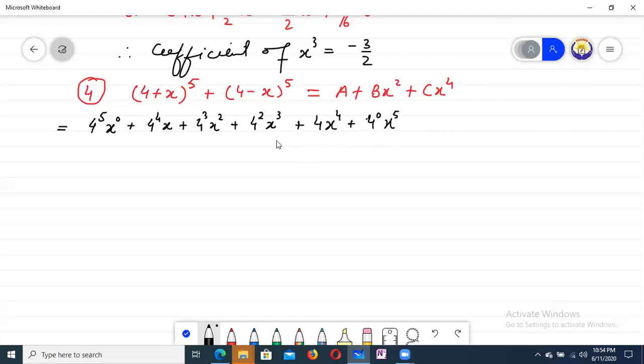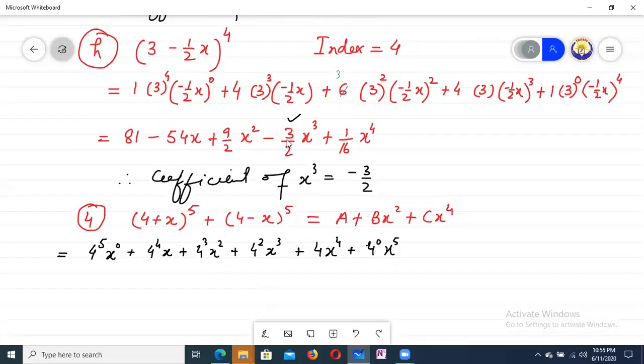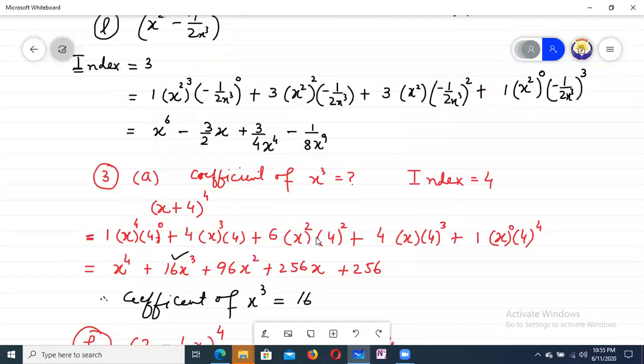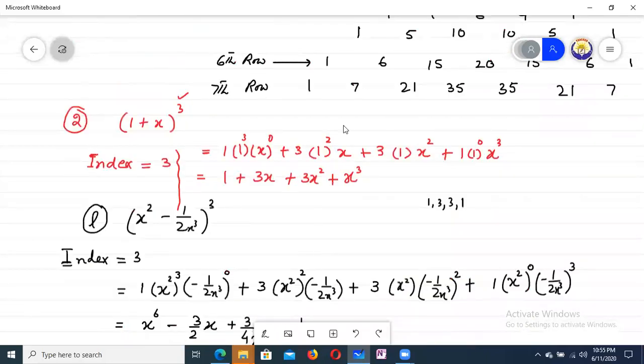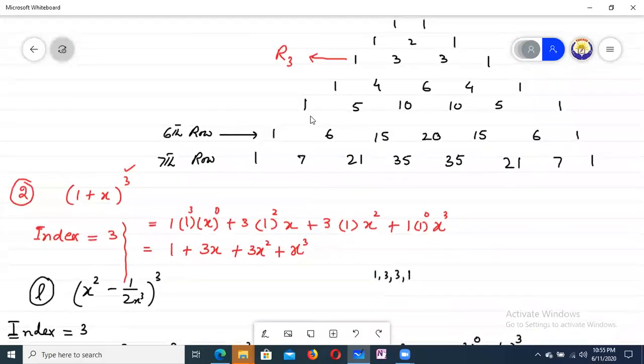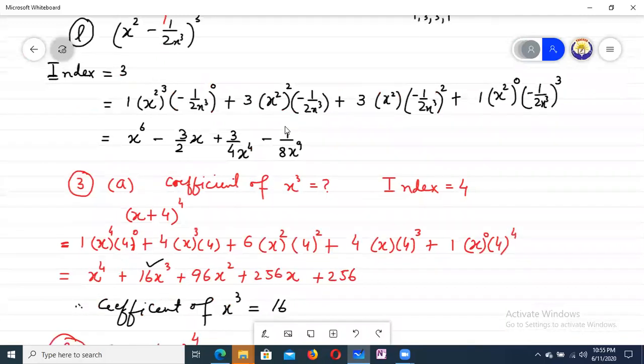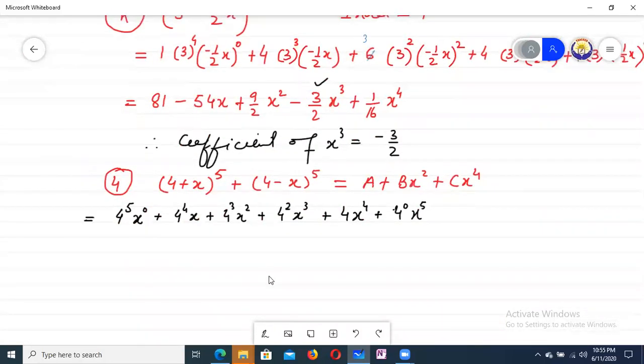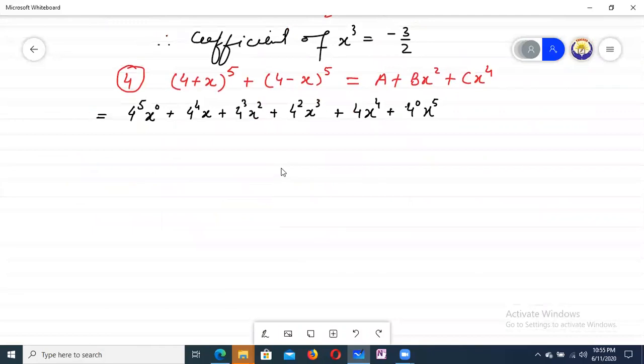This is the expansion, but coefficients I did not write here. Now we'll check the coefficients of index 5, meaning the fifth row in the Pascal triangle. In the Pascal triangle we can check the fifth row. What is coming here in the fifth row? Fifth row, this one, 1 5 10 10 5 1.